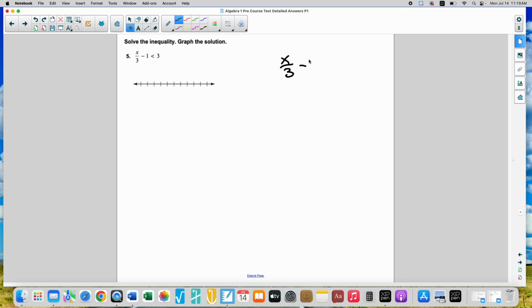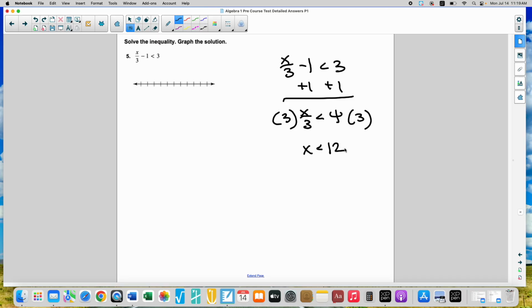So when we have inequalities, they're very similar to solving equations. We isolate the variable by using the inverse operation, and then we're going to multiply by 3, and we get x is less than 12. Now we have to remember that when you have less than or greater than, this is the inequality sign. Now, the circle and line, well, let's do it.